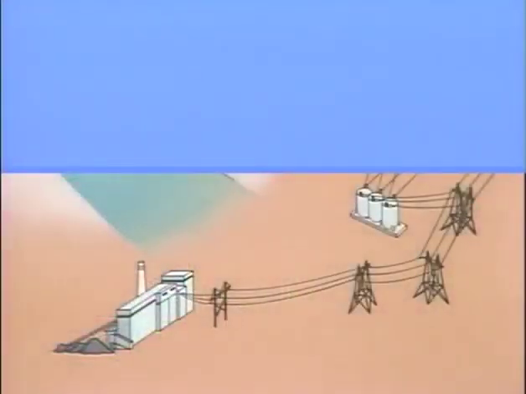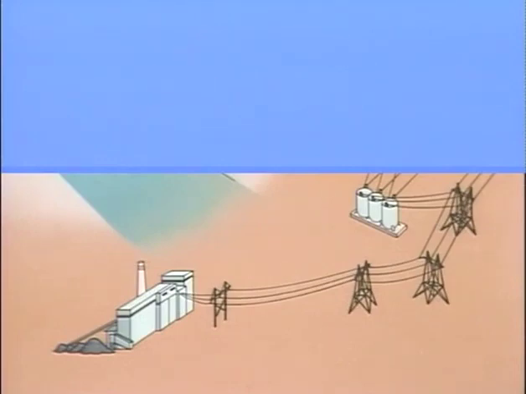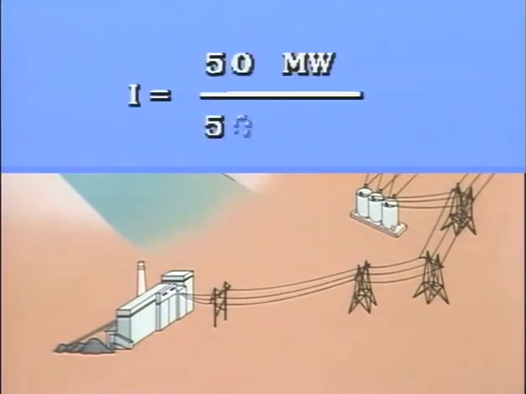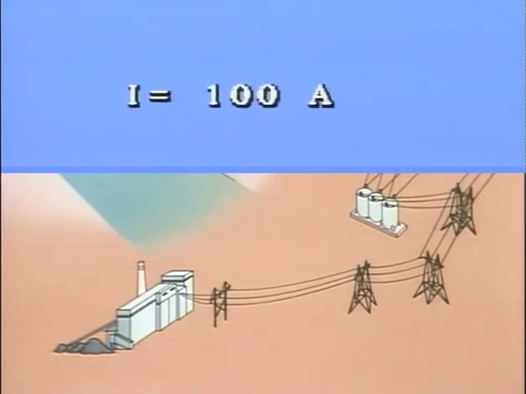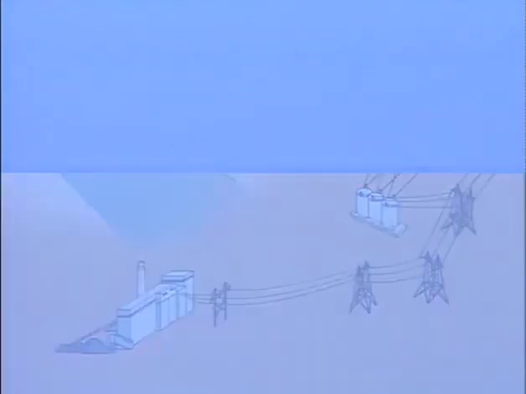In that example, we looked at a transmission line that had a resistance of 0.1 ohm per mile and was 50 miles long. So the conductor's resistance was 5 ohms. Our calculation showed that if transmission power was 50 megawatts and transmission voltage was 500 kilovolts, current through the transmission line was 100 amps. Then we calculated the power loss, substituting the values for current and resistance. We found that for the 50-mile-long transmission line, there was 0.05 megawatts of power loss.